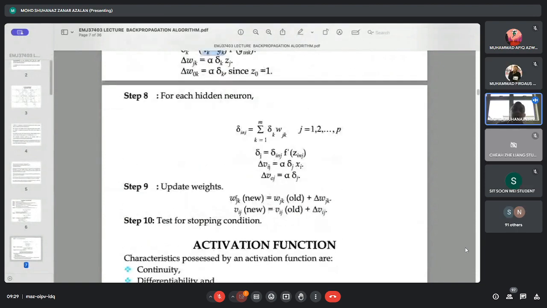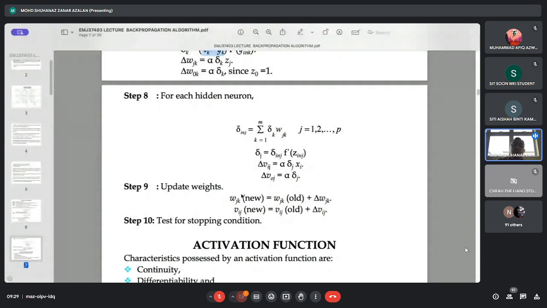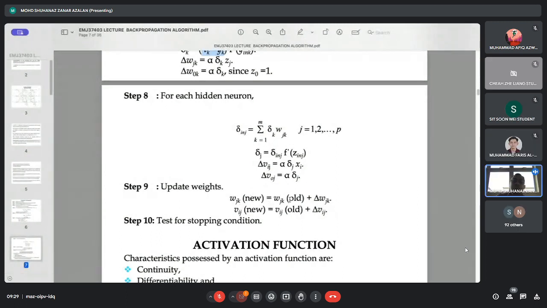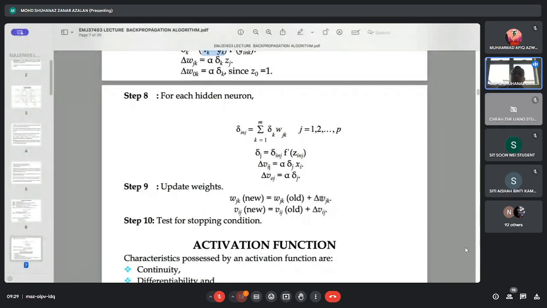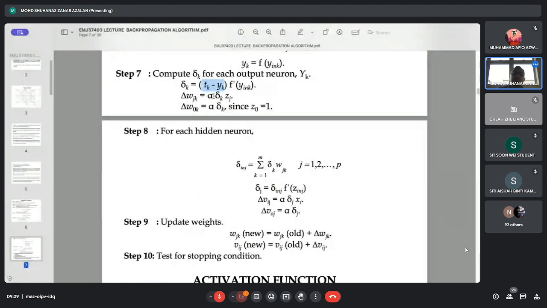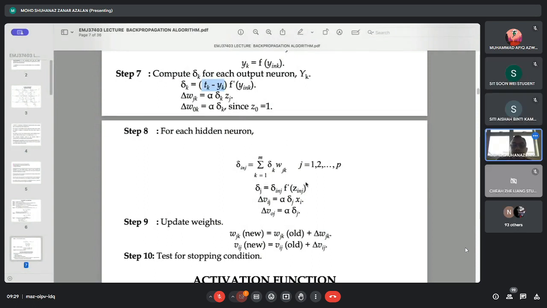So this is the equation of how we update the weightage. W new is equal to W old plus delta W, where delta W is given as this: we have alpha, delta K, and Z value. We will see an example after this of how the backpropagation process runs.